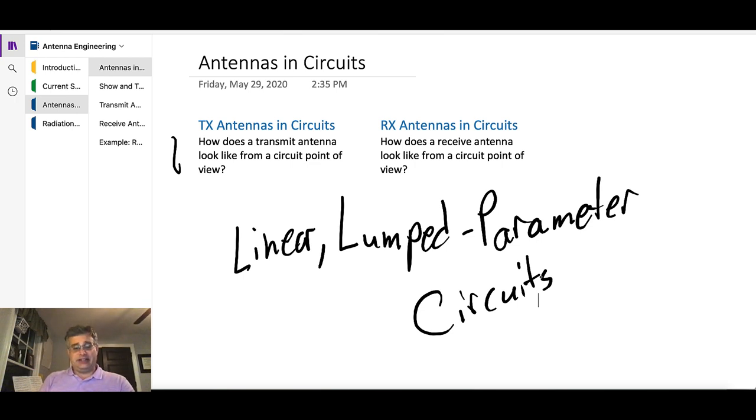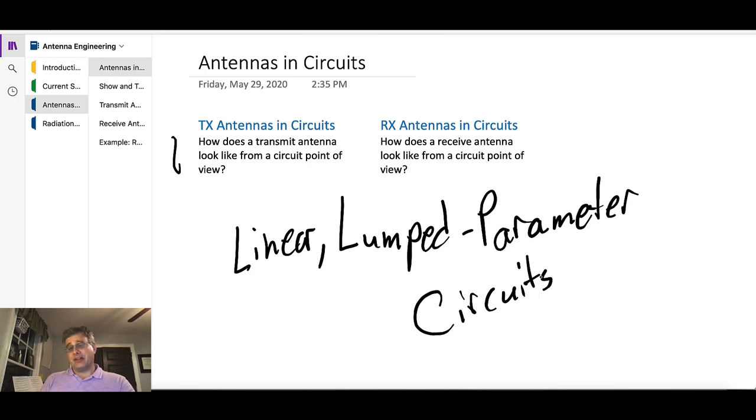In fact, an antenna is more often than not a linear device. And you can replace it in a circuit. It behaves in a circuit often like a lumped parameter, perhaps an inductor and a resistor, or a capacitance and a resistance of some sort. So we're going to start from that perspective, since everybody's probably comfortable with it.